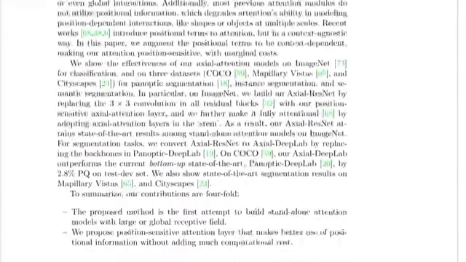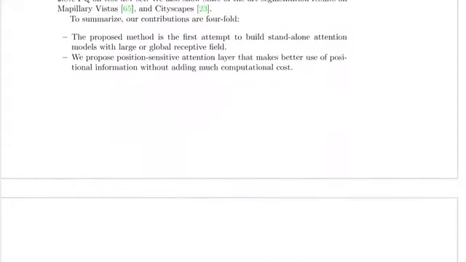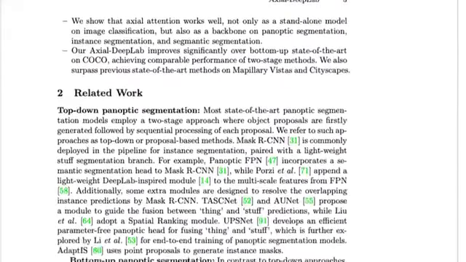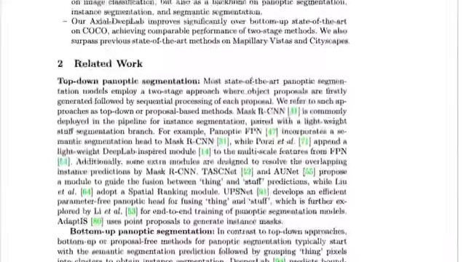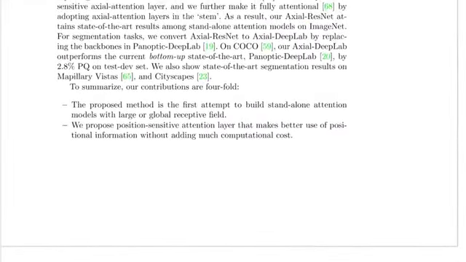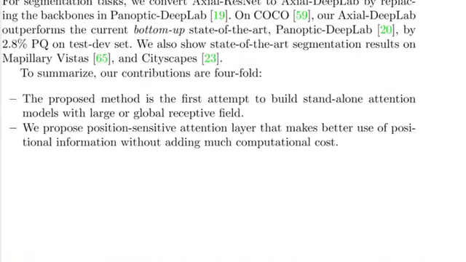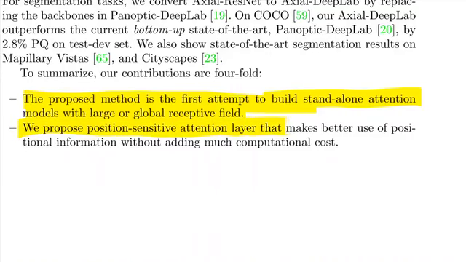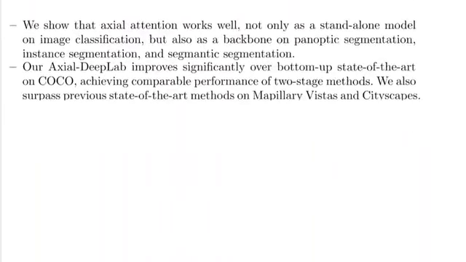All right, so they go over a very long list of prior work, which is pretty cool. And here they state their contributions. Their contributions are fourfold. First of all, the proposed method is the first attempt to build standalone attention models with a large or global receptive field, and we'll see what that means. We propose a position-sensitive attention layer that makes better use of positional information without adding much computational cost.